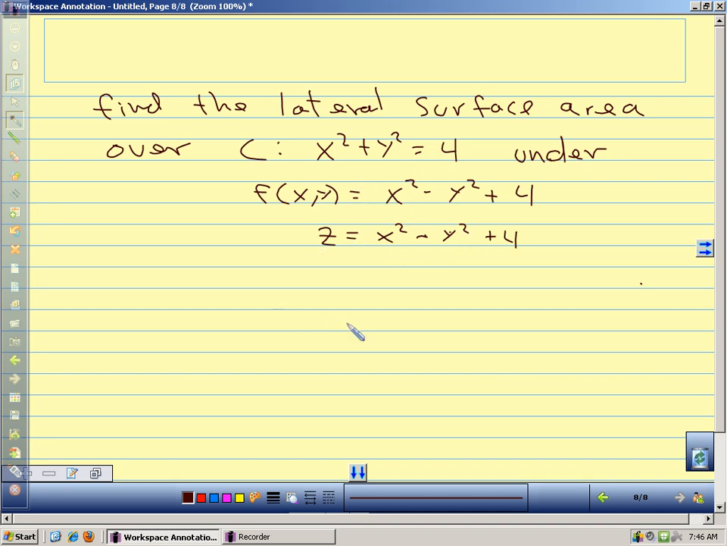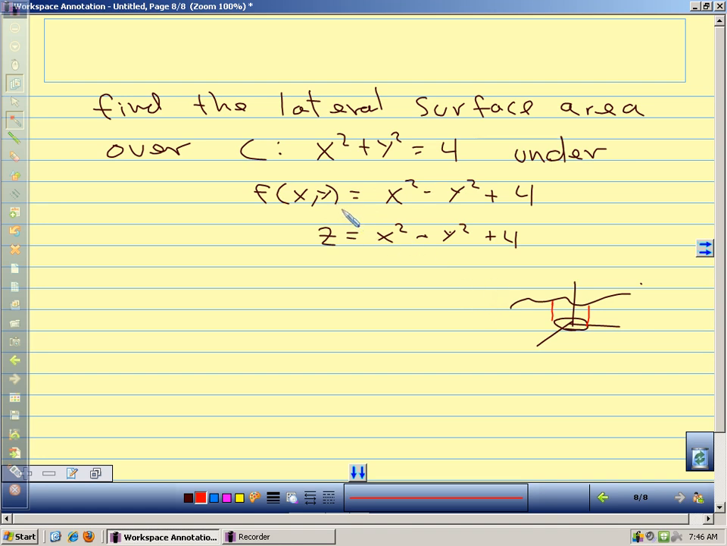So if I'm just going to draw a rough picture here, if this is my xy coordinate system, and we have this circle in the xy plane, this is some surface above this circle. It's a hyperbolic paraboloid, I think. That's difficult. But that doesn't matter. It doesn't matter what it is. All right, stick with me, guys.